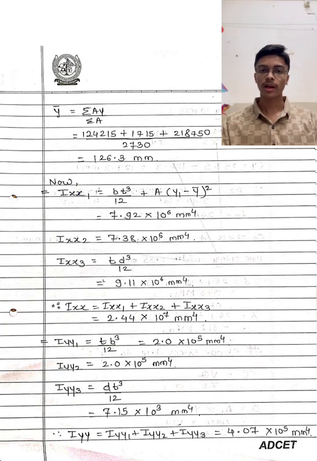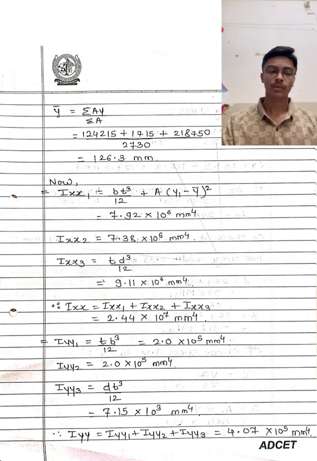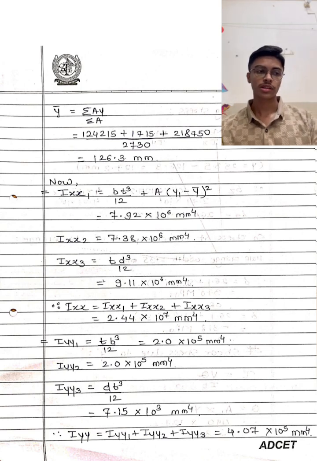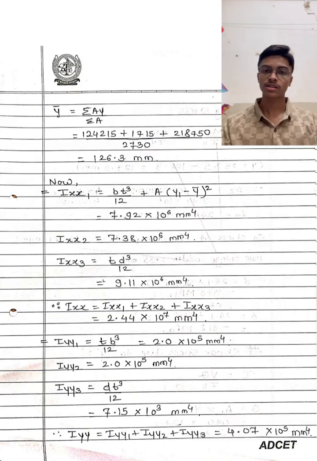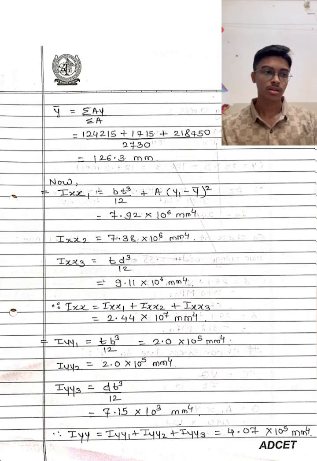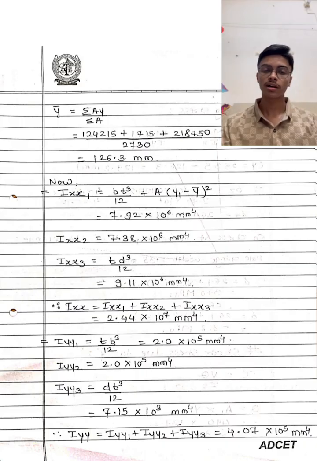As we have to calculate the centroid, that is y bar, it will be equal to summation of ay divided by summation of a. So summation of ay is all the ay values that we have seen before, divided by the summation of all the areas. By solving it, it comes to 126.3 millimeters.